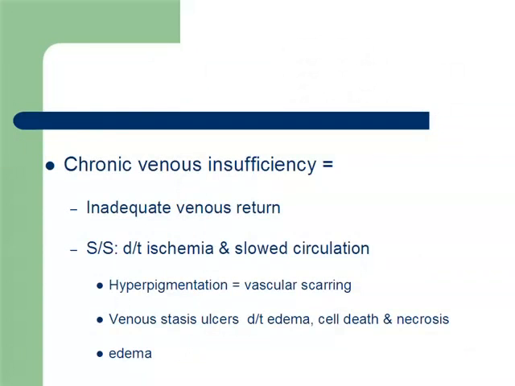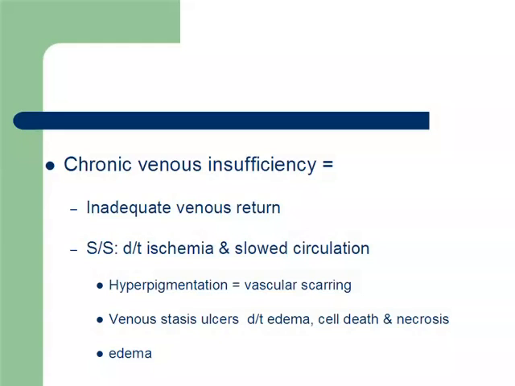You can have chronic venous insufficiency, which is due to inadequate venous return to the heart. Symptoms are due to ischemia and slowed circulation. You get hyperpigmentation, which is vascular scarring, another term for that, where the lower extremities change color, they get more purplish. You'll also have venous stasis ulcers that are due to edema, cell death, and necrosis because of the toxins that stay in that area.